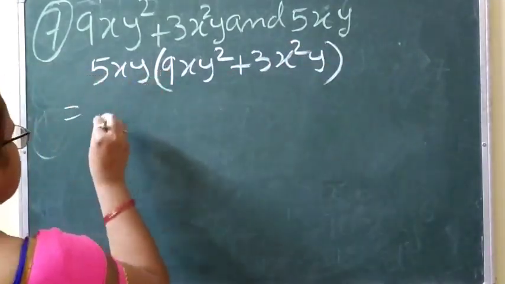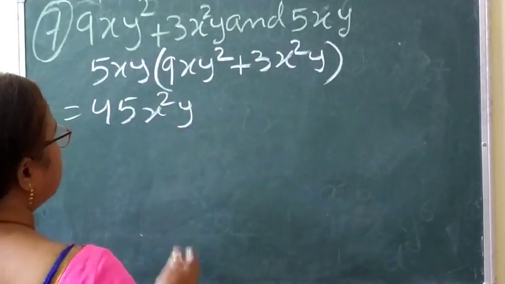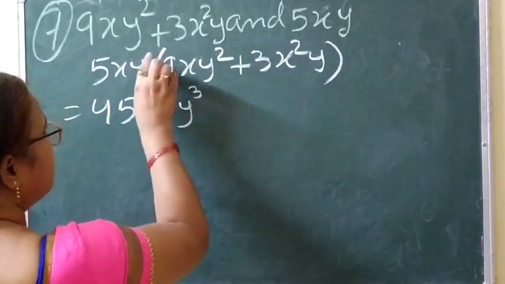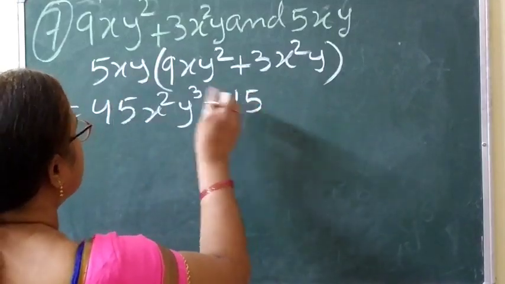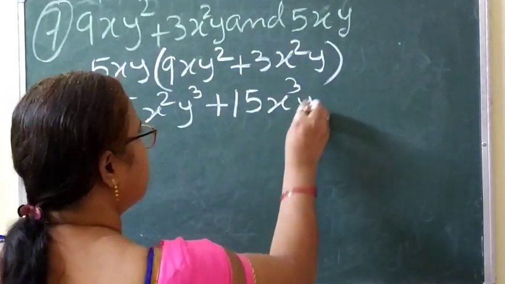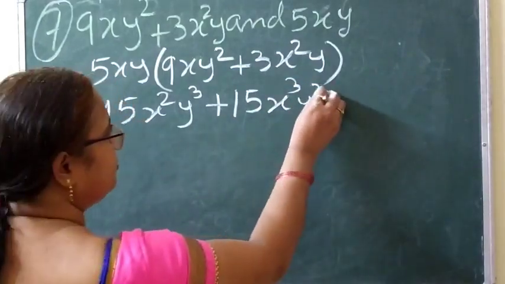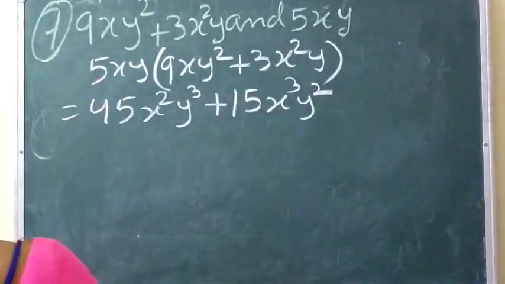So 9 5s are 45. Then x into x, x square, and y what? 3. 1 here, 2 here, 3. Then again 5 3s are 15, x square, x 3, and then y into y, y square. Answer. Okay. Now the next question.